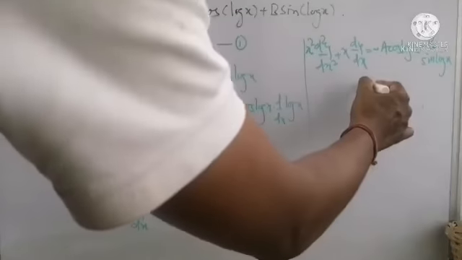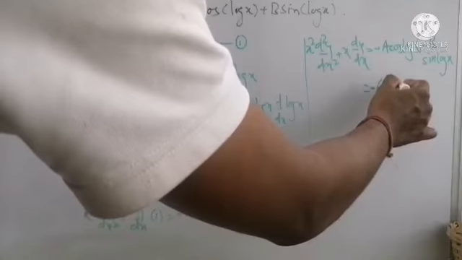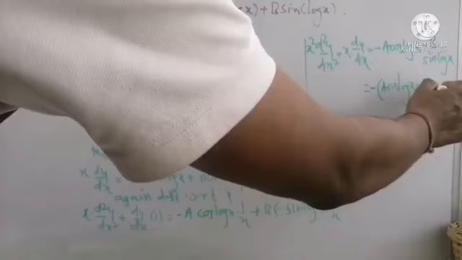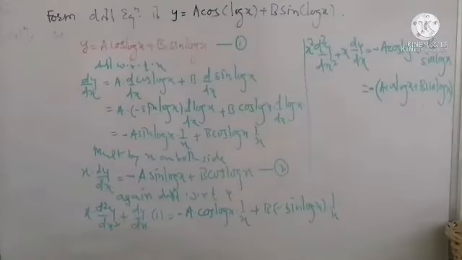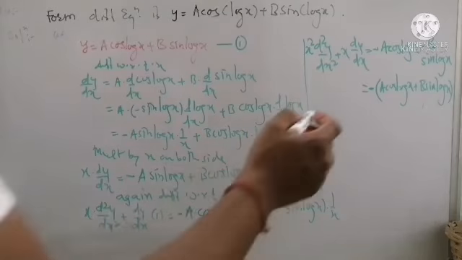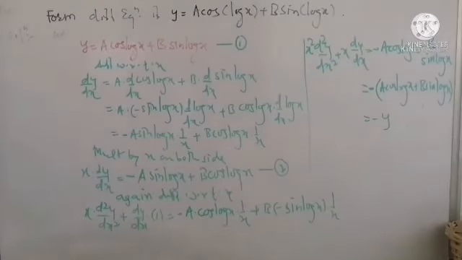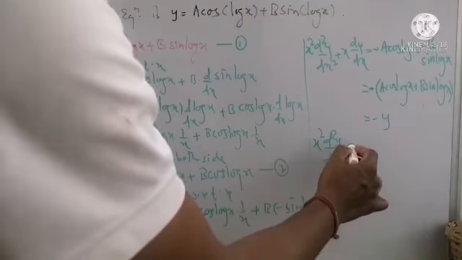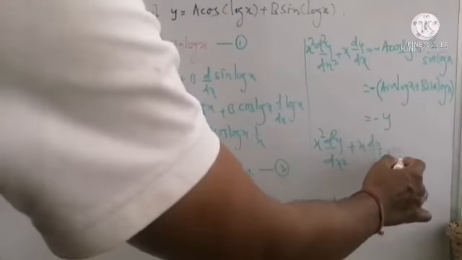Now as the minus sign is common on the right hand side, we get the terms cos of log x plus b sine of log x. As you can observe in equation 1, y is equal to a cos of log x plus b sine of log x, so I replace this bracket with y, so on the right hand side we get minus y, which we take now to the left side. So on the left hand side we get x square d square y by dx square plus x dy by dx, plus y is equal to 0.